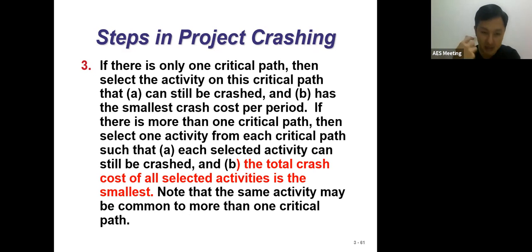We can recalculate the total crash cost for the activity which is the smallest. Remember, for project crashing, as I mentioned, we are trying to shorten the duration. So is it correct that the moment we try to shorten the duration, we have to select the critical path, which means the critical activities are the activities you should focus on. Note that the same activities may be common to more than one critical path.